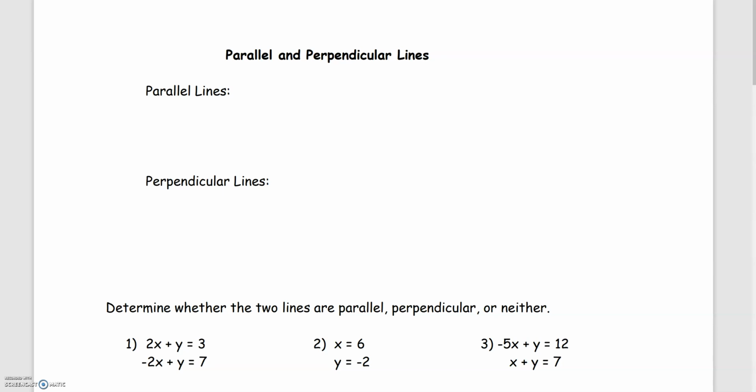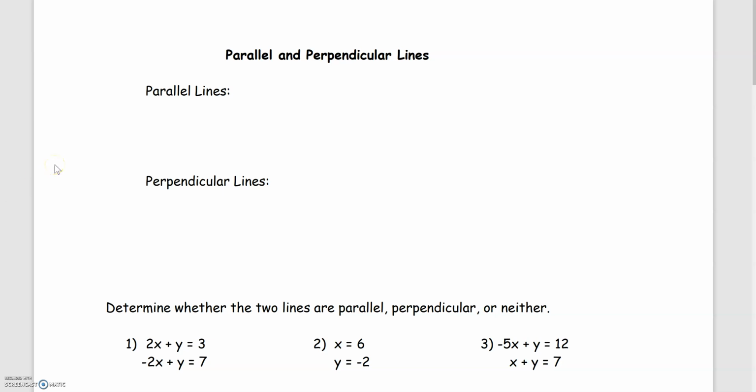Hello, welcome to the Parallel and Perpendicular Lines lesson. In this lesson, you will learn how to write equations for parallel and perpendicular lines. Also, determine whether or not lines are parallel, perpendicular, or neither from 2 points and from 2 equations.